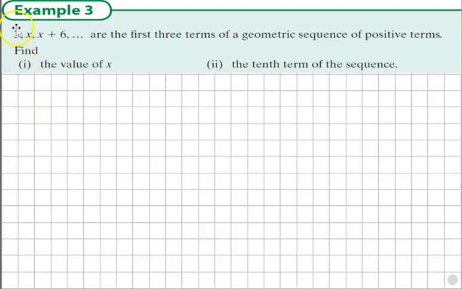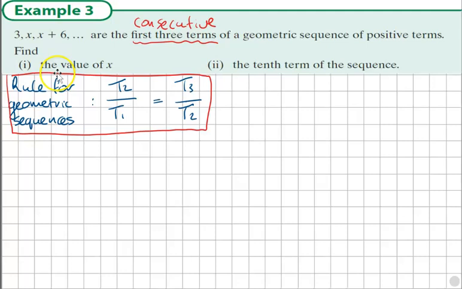Example 3. 3, x, x plus 6, ... are the first three terms of a geometric sequence of positive terms. Find part 1, the value of x, and part 2, the 10th term of the sequence. So again, our rule for geometric sequences is term 2 divided by term 1 is equal to term 3 divided by term 2. So I would not advise learning this off as a formula as such. Try and understand it as a rule and understand what it means and learn it off in that way.